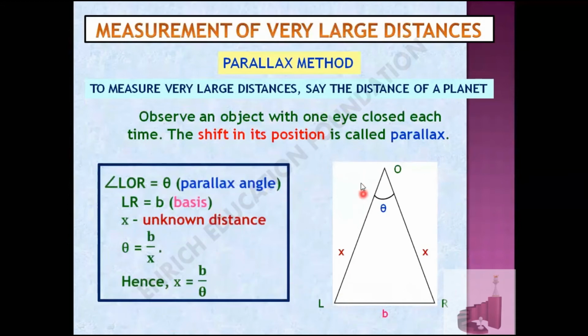The angle subtended by the two readings at the point O is called the parallax angle, which is given by theta. Now let x be the distance between the object and the point from which it is viewed. So we can write B is equal to x into theta, or theta can be written as B by x, from which the distance x is given by B by theta. This parallax method is usually used to measure the distance of a planet or a heavenly body.